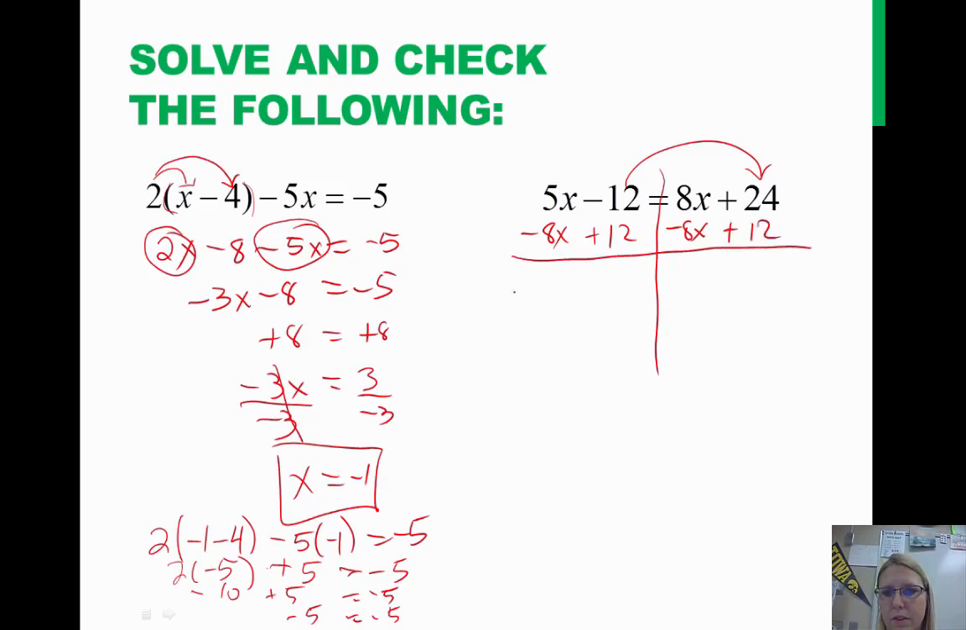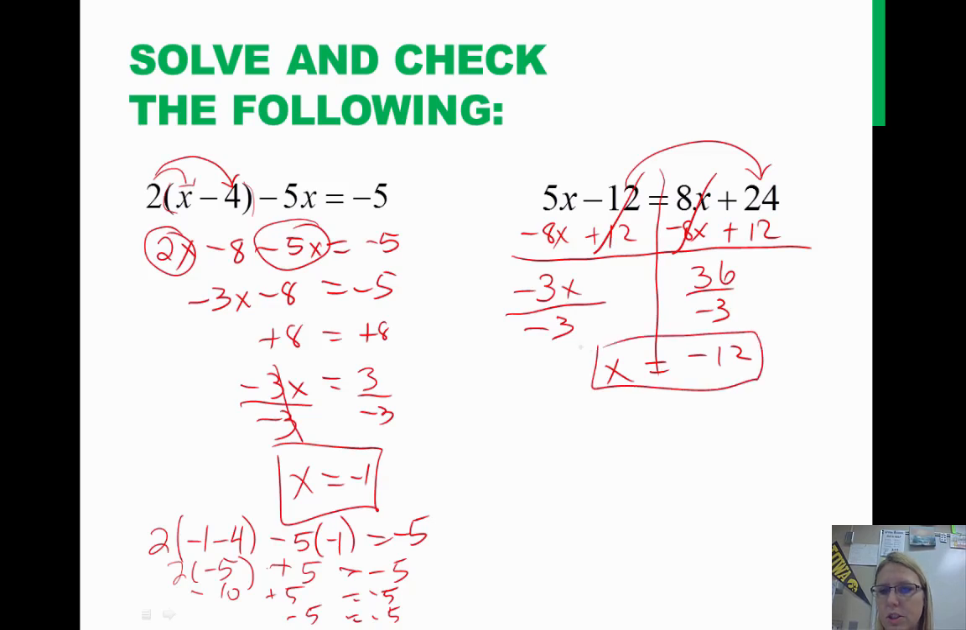When I do that, I have negative 3x. These cancel, and then on this one I have 36. Now to get x by itself, I'm going to divide by negative 3. Now x is equal to negative 12. Let's check to see if that is indeed the right answer.